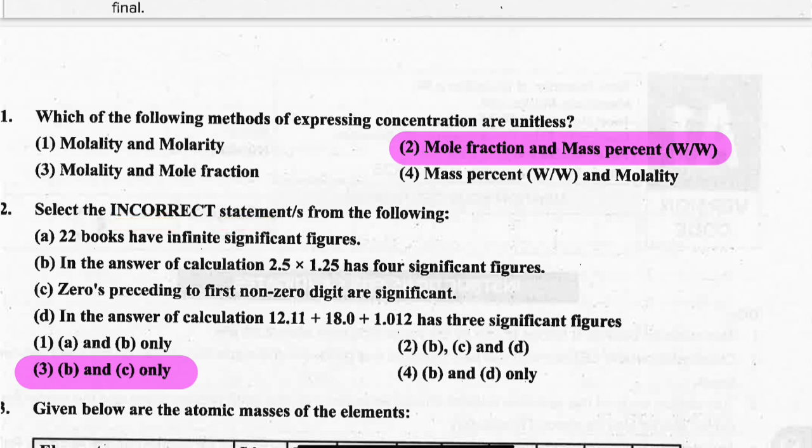Second question, select the incorrect statement from the following. So you can see here the incorrect statements are B and C. So B, you can see in the answer of calculation 2.5 into 1.25 has 4 significant figures. So this is wrong. Why is it wrong?